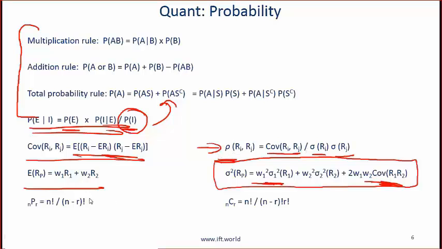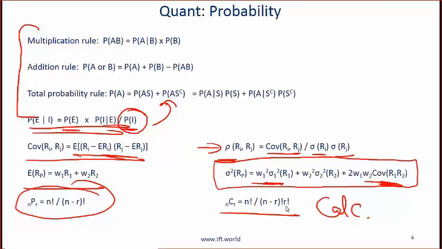All right. This is your basic counting rule, NP4. So this is the permutations formula, this is the combinations formula, and for both these, I want you to use the calculator.